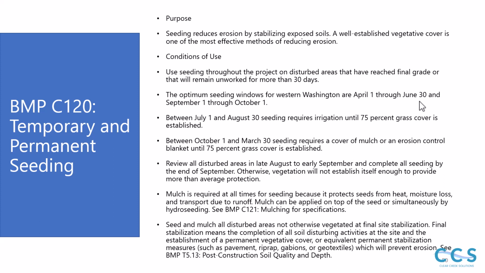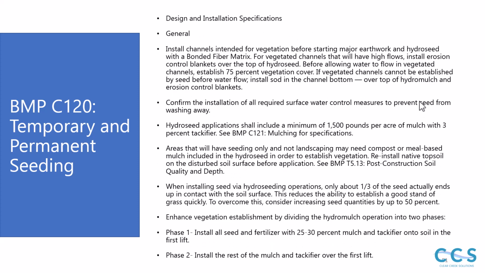Mulch is required at all times for seeding because it protects seeds from heat, moisture loss, and transport due to runoff, and mulch can be applied on top of the seed or simultaneously by hydroseeding. See BMP C121 coming up in the future here. Seed and mulch all disturbed areas not otherwise vegetated at final site stabilization. Final stabilization means the completion of all soil disturbing activities at the site and the establishment of a permanent vegetative cover or equivalent permanent stabilization measures.